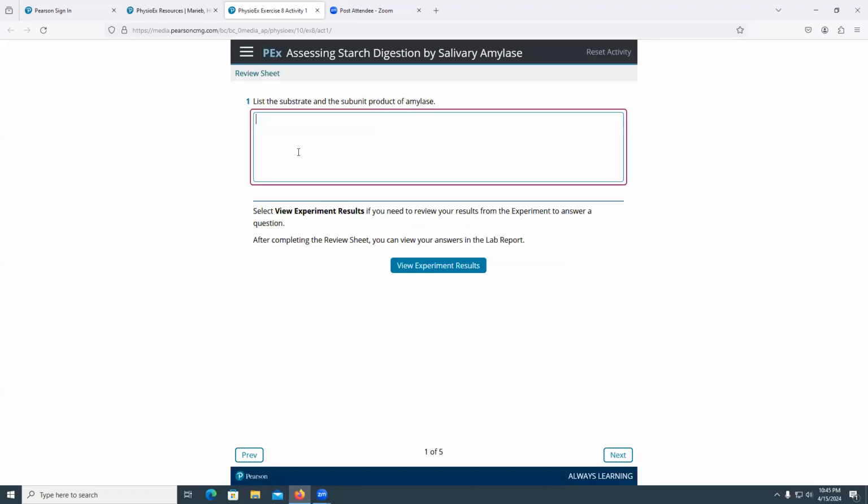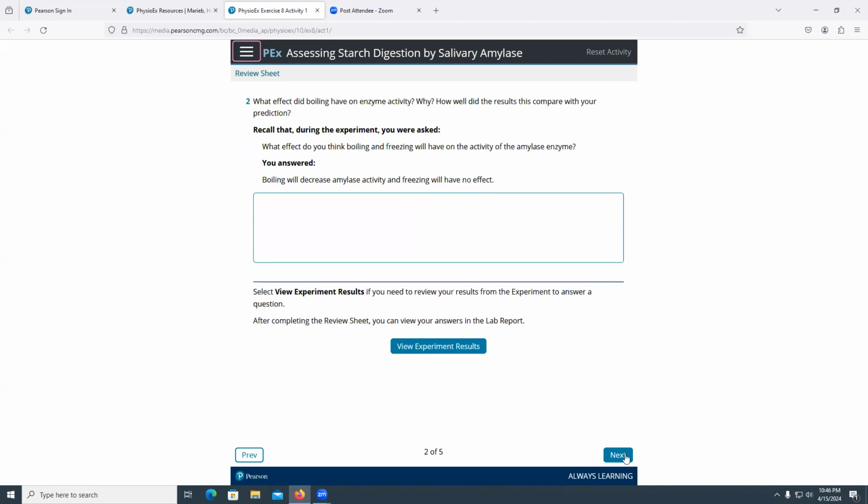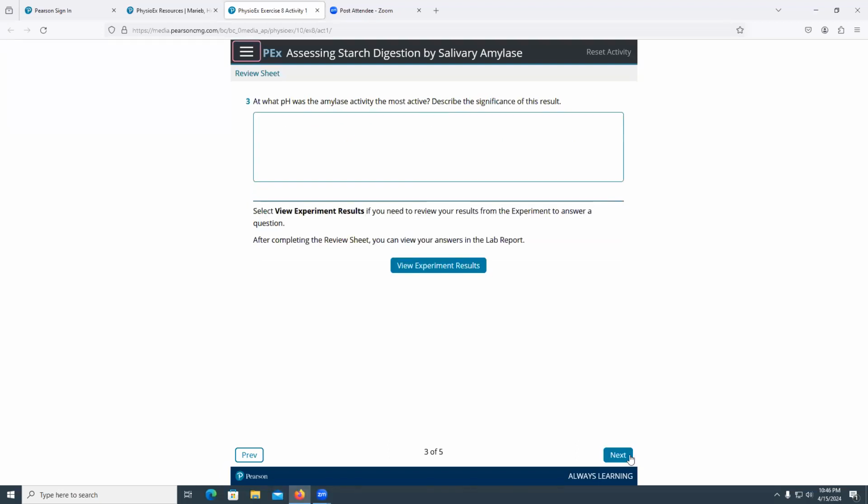Submit. Now list the substrate and the subunit product of amylase. I know the substrate is starch, a carbohydrate, and my products are definitely maltose and glucose. Okay, what effect did boiling have on the enzyme? It will denature the protein, denature the structure of the protein, and the enzyme has an optimal temperature. How did the result compare with your prediction? It will decrease amylase activity, yes, but freezing is actually favorable to store the enzyme. Okay, at what pH was the amylase activity the most active? pH 7, obviously.